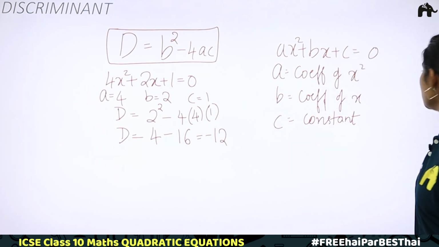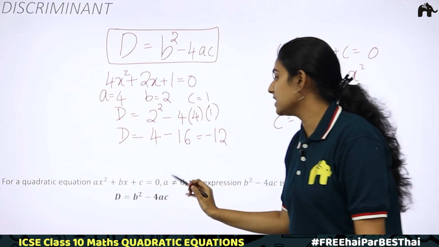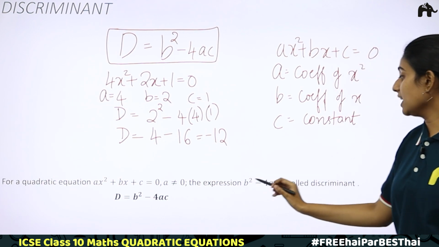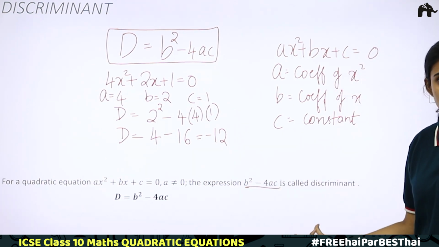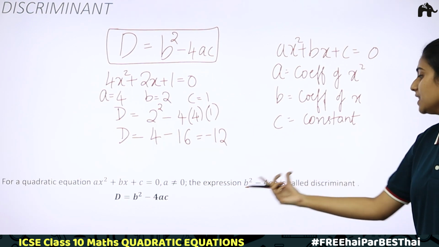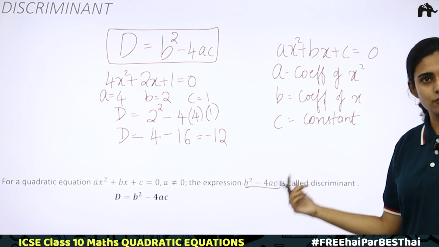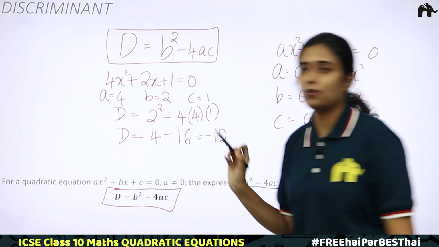What is discriminant? For a quadratic equation, ax square plus bx plus c is equal to 0, where a not equal to 0, the expression b square minus 4ac is called the discriminant. If you know this formula, you can calculate discriminant and study about the nature of roots. D is equal to b square minus 4ac.